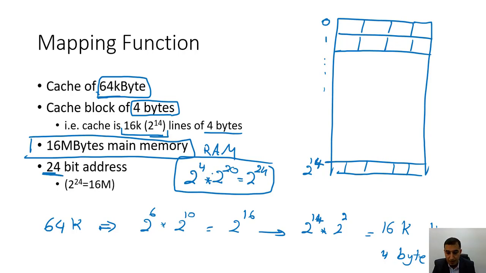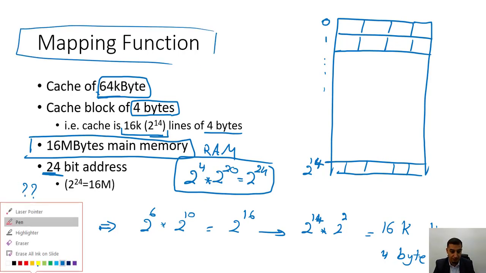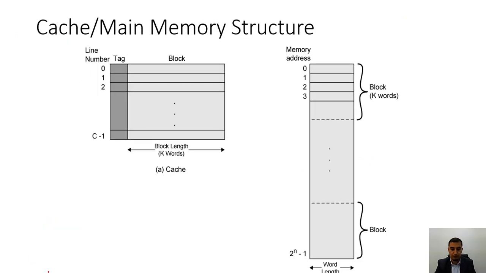How do we map 16 megabytes to 16 kilo lines? This is the question, and this is what we are going to talk about, which is the mapping function.